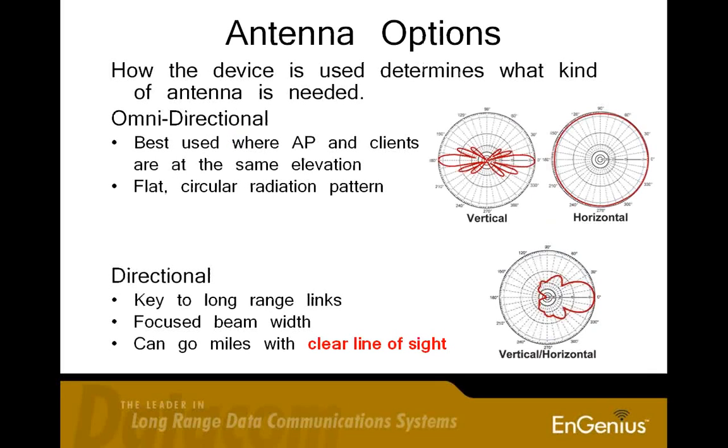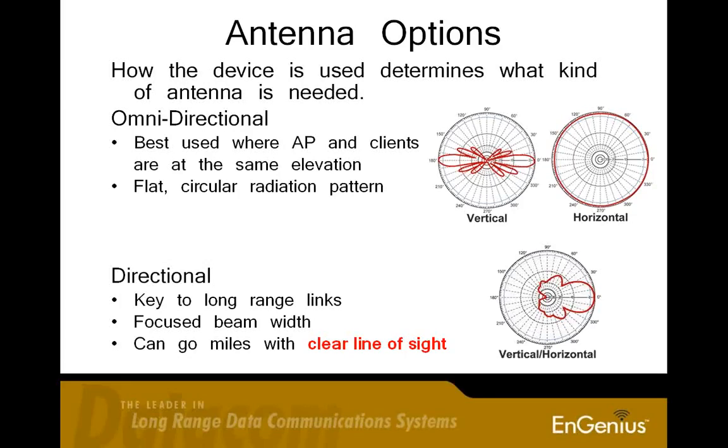Antenna options are very important. How the device is used determines what kind of antenna is needed. Omnidirectional is best used where AP and clients are at the same elevation. You have a flat circular radiation pattern.